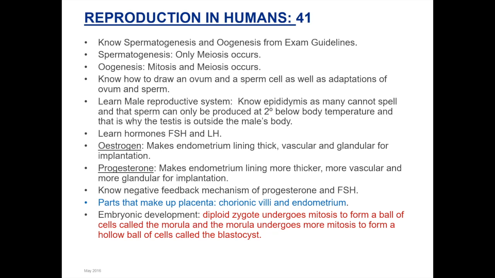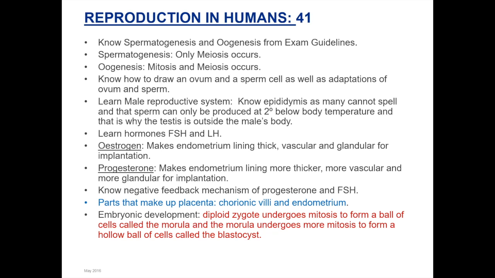Make sure you know the negative feedback mechanism of progesterone and FSH. High amounts of progesterone inhibit FSH. No follicle stimulating hormone is produced. No ovulation, no pregnancy. Then, the parts that make up the placenta, you should know, is the chorionic villi, that's the fetal blood vessels, and then the endometrium, the maternal blood vessels. Remember, there's always a sinus between these 2 blood vessels. These blood vessels never actually touch.